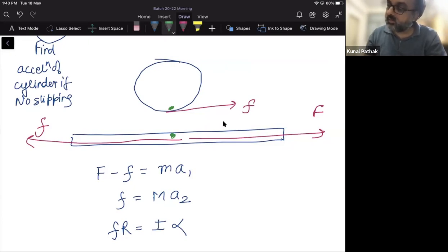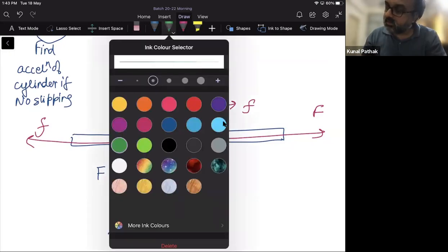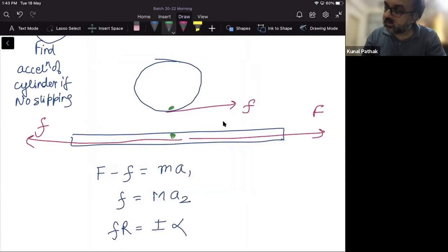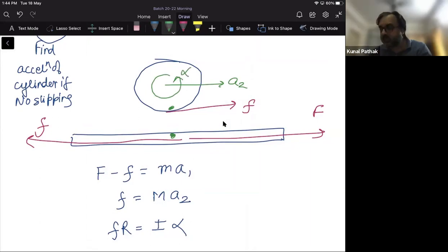देखो, मैंने ये अज्यूम किया है कि इस सिलेंडर के सेंटर का एक्सेलरेशन a2 है और इस सिलेंडर का एंगुलर एक्सेलरेशन अल्फा है. प्लीज नोट द डायरेक्शन, राइट? वेरी particular about clockwise or anti-clockwise. And I have also assumed that the acceleration of the plank is a1.